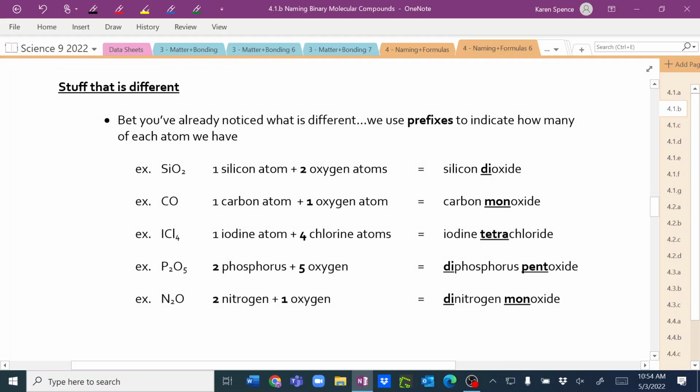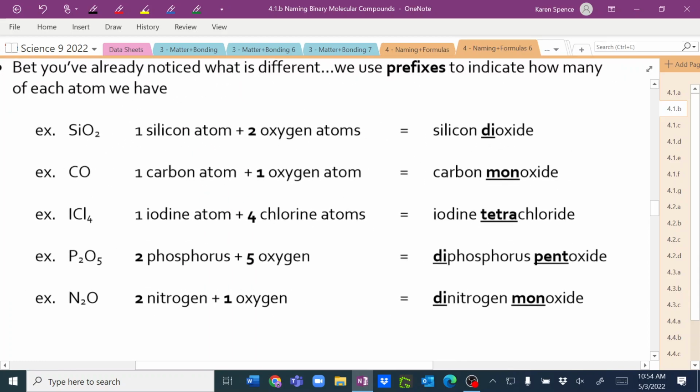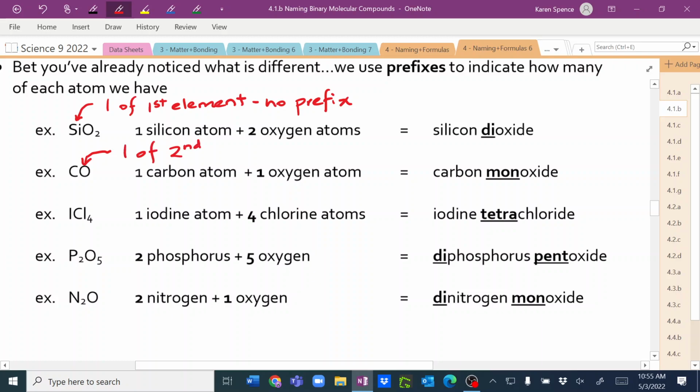Couple things to notice here. Let's see, what have we got? Silicon dioxide. You'll notice that if I have one of the first element, do I use a prefix? No. Because look what happens in our second compound. If I have one of the second element, yes, we use mono.